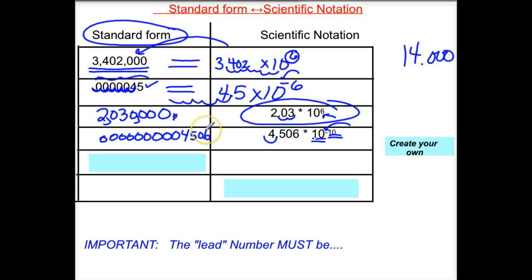Now, I purposely made a mistake on this also. Notice I didn't put a decimal point anywhere, and you need one. So make sure you put it in here where it's supposed to go. Where does it end up after you move it 9 times? Way over here.